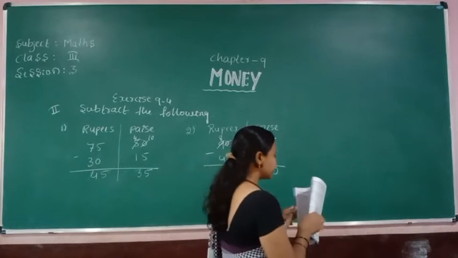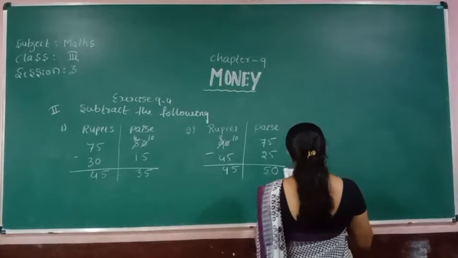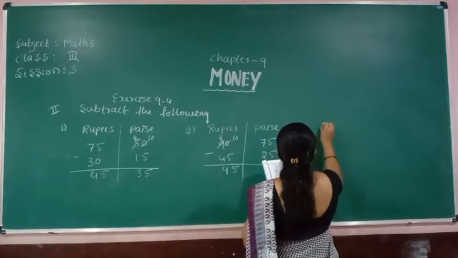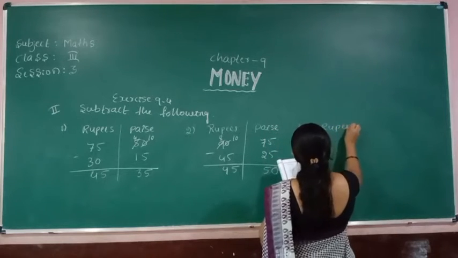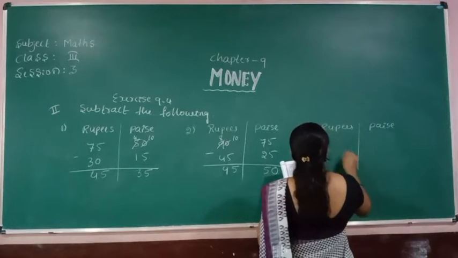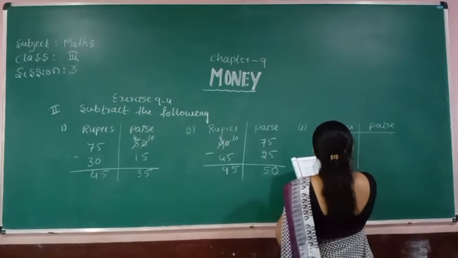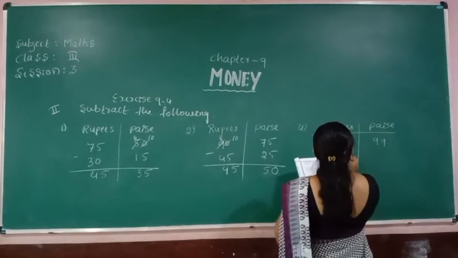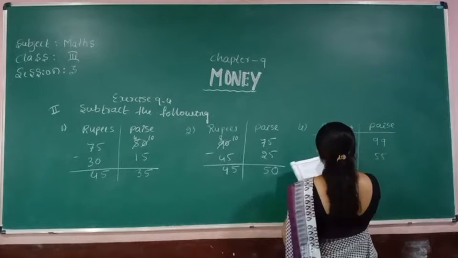Next one. We start here with the 30s. Fourth one we will do. Okay, fourth one, rupees, paise. 99 rupees 99 paise, 55 rupees 55 paise.